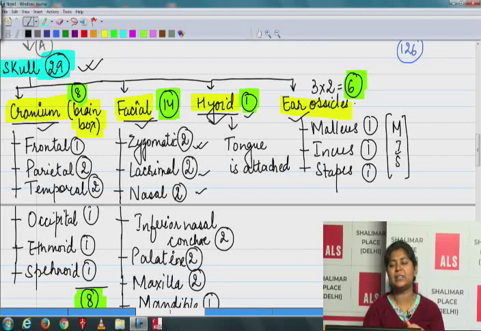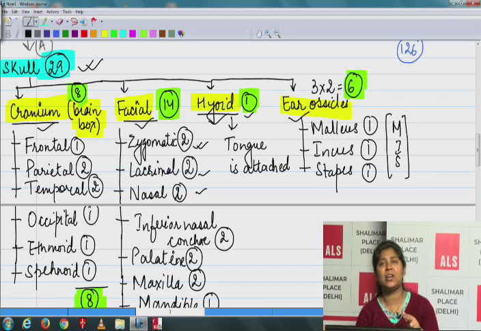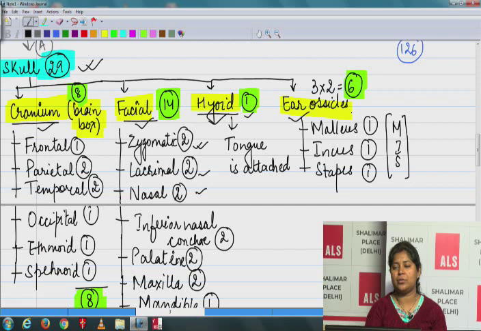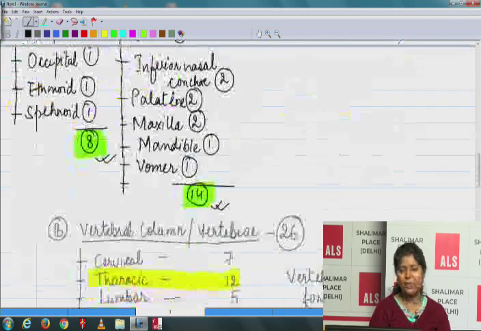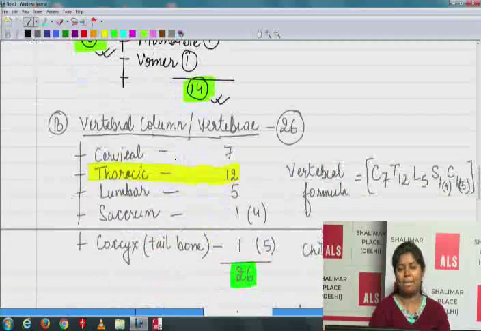You have 6 ear ossicles, 3 in each middle ear. We will do this in the second last chapter, after neural control and coordination. So you have 6 ear ossicles: 1 malleus, 1 incus, 1 stapes, MIS. And what are those ossicles doing? They are actually amplifying the sounds that reach your ear. So in total we have 29 bones in our skull. If you add together, we will end with 29.